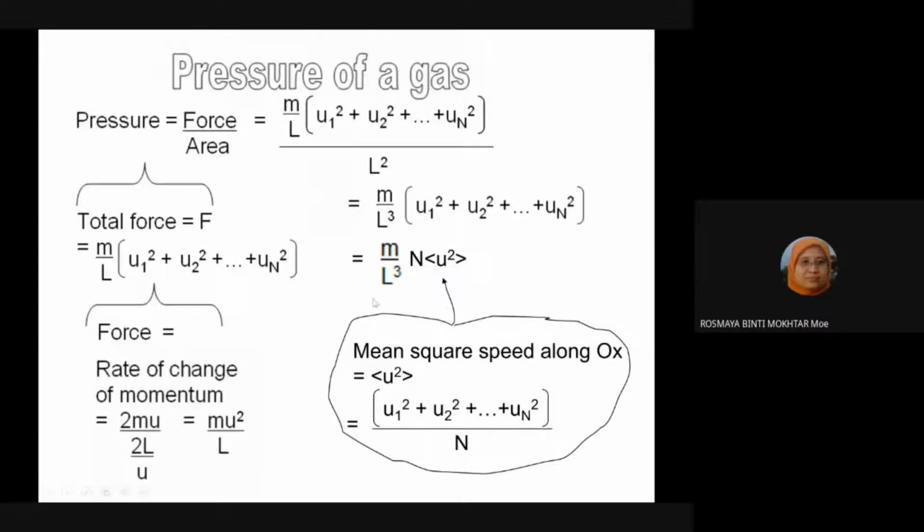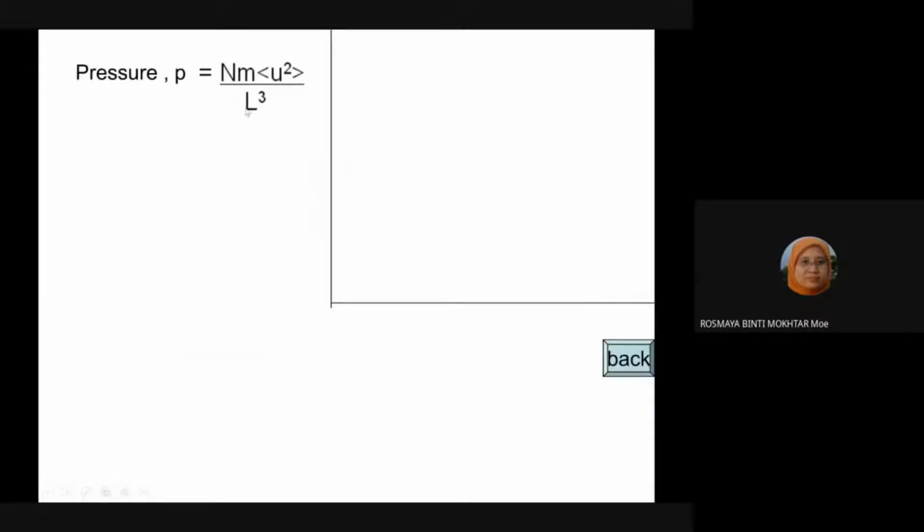So now we continue. We just rearrange the equation here, nicer to look at, like this. So nm per L cubed, same thing actually. We just rearrange: nm mean square speed divided by L cubed. Then continue from the pressure here. This is the general equation for pressure, so we are going to be more specific with the pressure here.